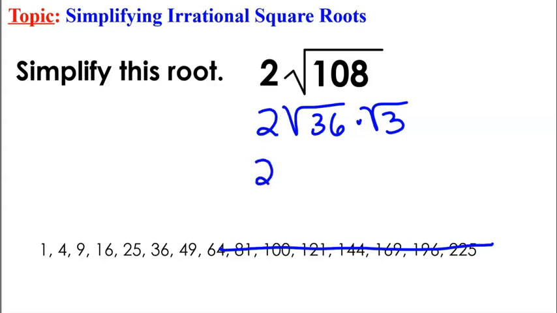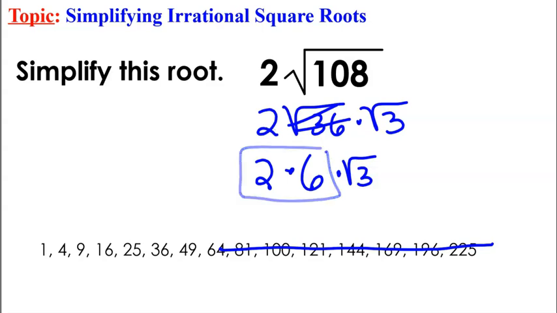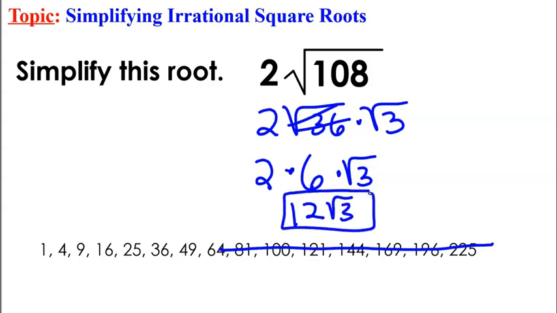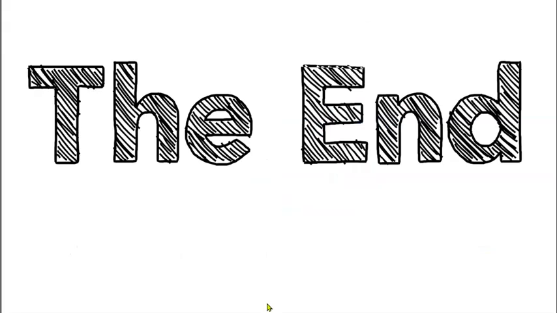Now the 2 is already out here. The 36 is going to be released as a 6. And when it does, it's going to come out and multiply any coefficient that was already out there. So these two will multiply together to become 12. And the square root of 3 remains at the end. And that is how you simplify radicals.